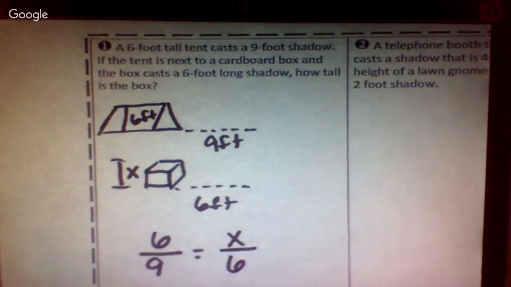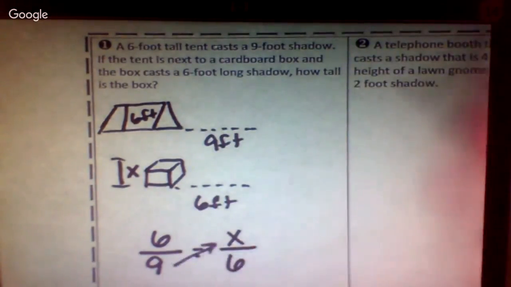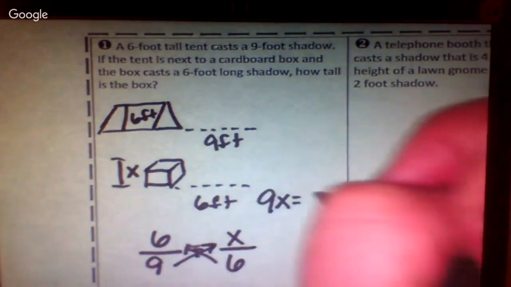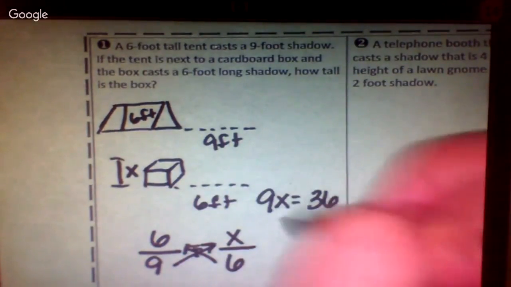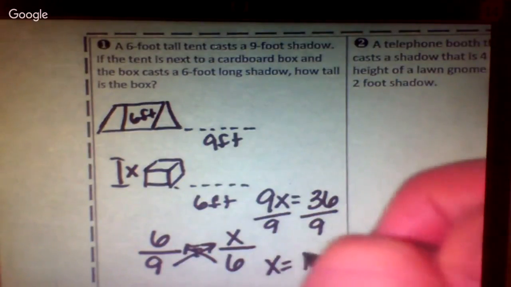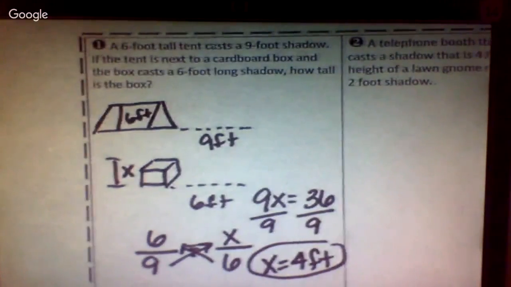So now we cross multiply. 9x equals 36. We divide by 9 and x equals 4. 4 feet. These are word problems now. 4 feet. That's how tall I am. You're 4 foot tall? I don't believe that. Nice try though.